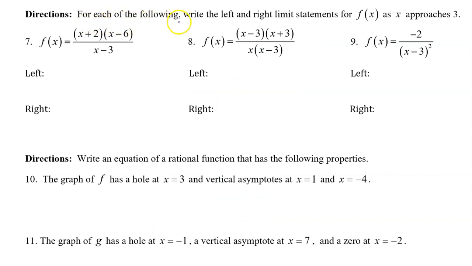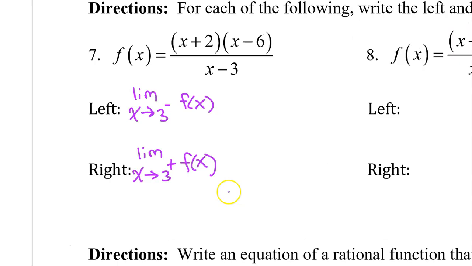For each of the following, write the left and right limit statements for f of x as x approaches 3. We are being asked to find the limit as x approaches 3 from the left of f of x and the limit as x approaches 3 from the right of f of x.